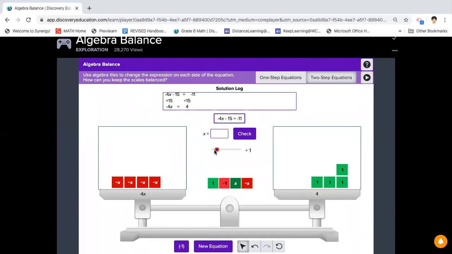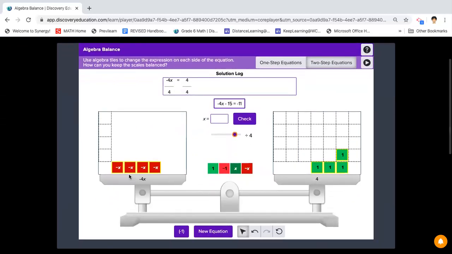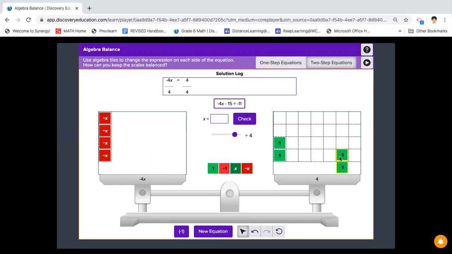I will use the slider and divide by 4, and it will create groups that I will move my x's into. I will create the same groups in the grid on the right. I can see that negative x is equal to 1 block in the arrangement on the grid. But in order to solve the equation, I need to figure out not a negative x, but a positive x.